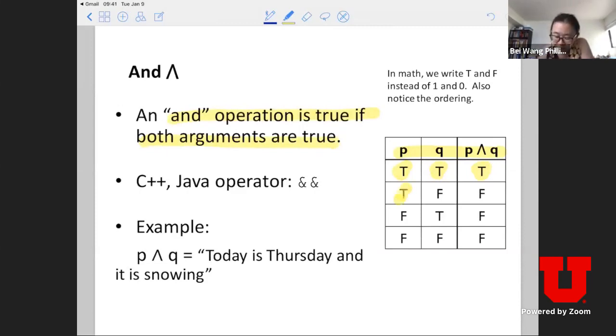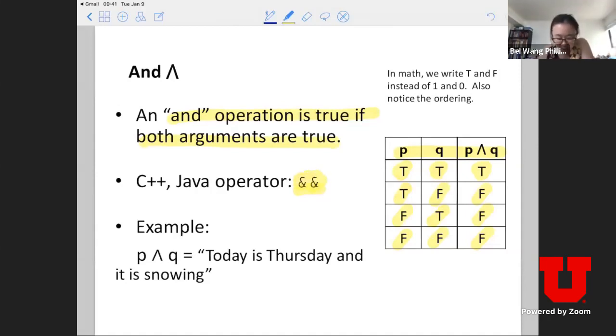If P is true, Q is false, then the AND operation of P and Q is false because one of them is not true. Similarly, if P is false, Q is true, then P and Q is false. And finally, if both of them are false, then P and Q is false. Of course, if you're doing programming, sometimes the AND operator is denoted by this symbol right here.